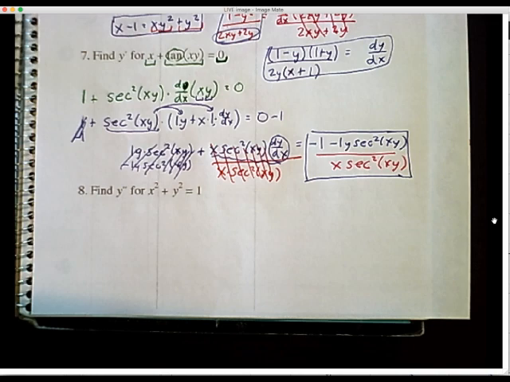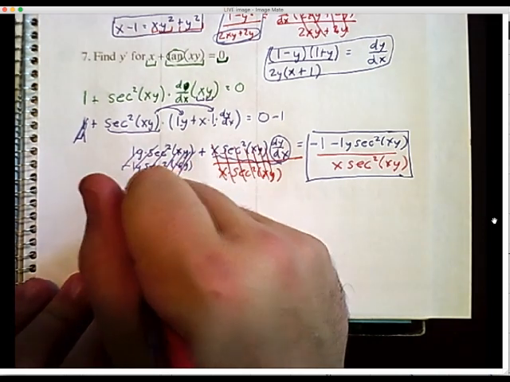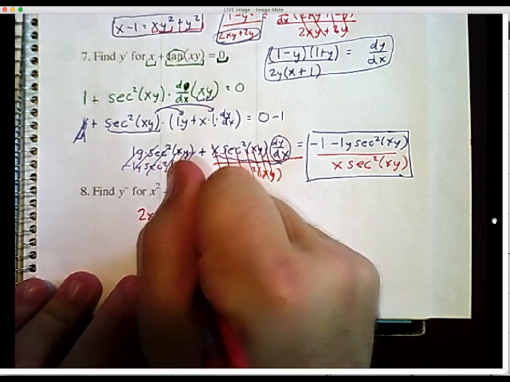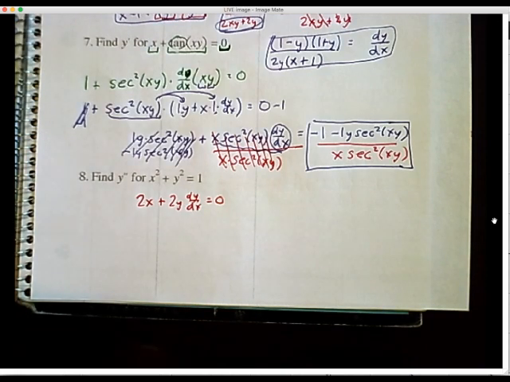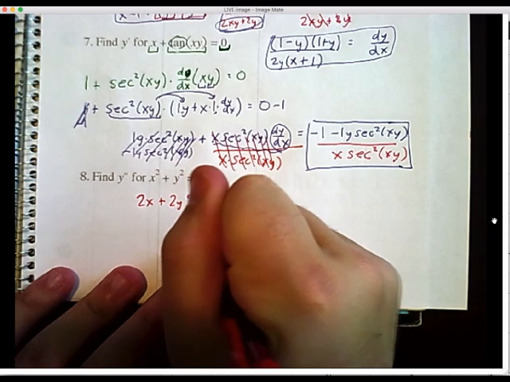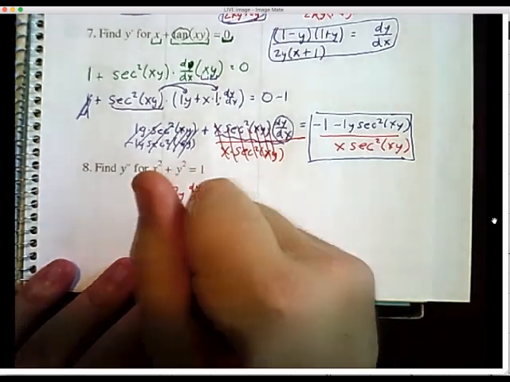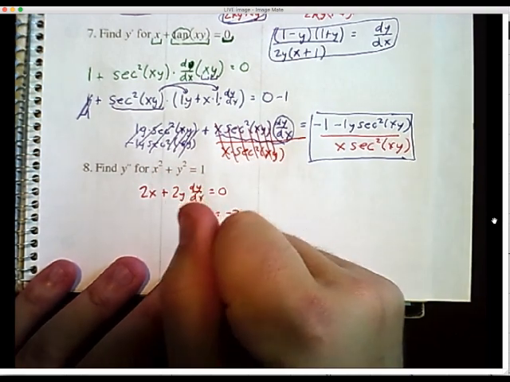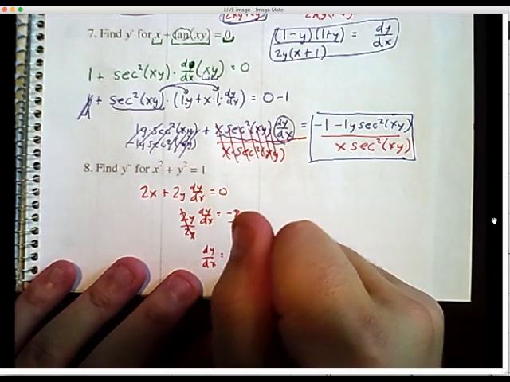Last problem here. Find the second derivative. Okay, so first derivative, 2x plus 2y dy/dx equals 0. That's the first derivative. Subtract 2x from both sides. Divide through by 2y. So dy over dx, the 2's can cancel. It's just negative x over y.